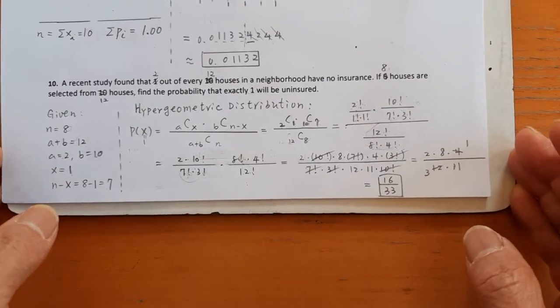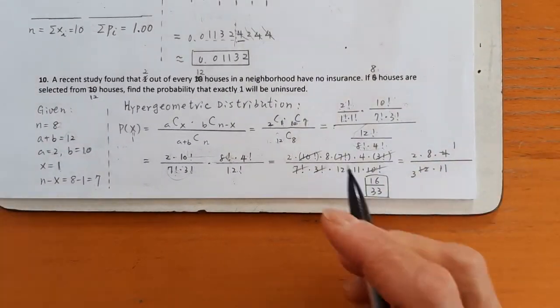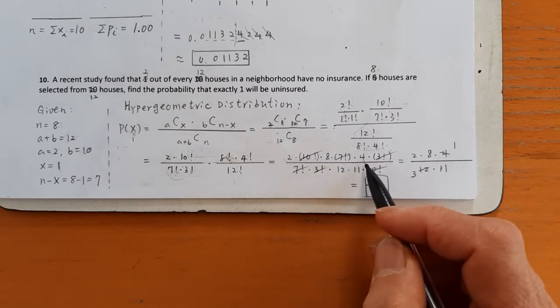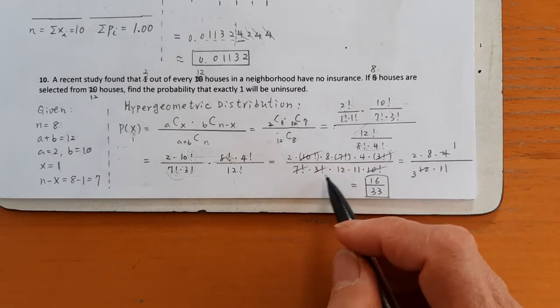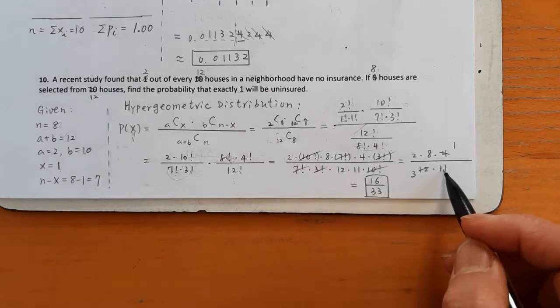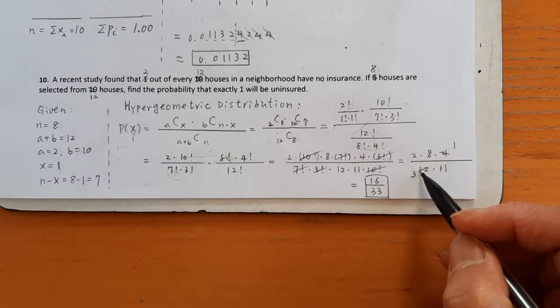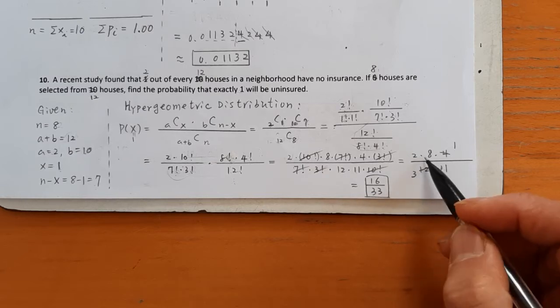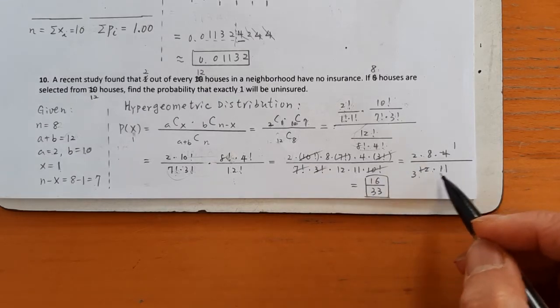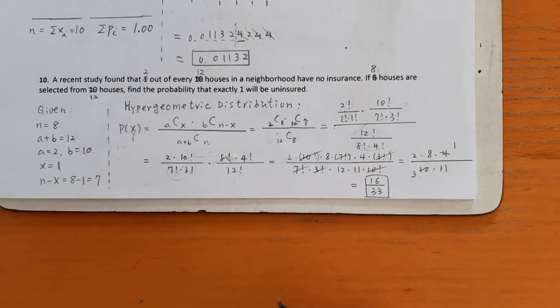So then you remain with 2 times 8 times 4 on the numerator, and the denominator has 12 times 11. Cancel 4 with 12: 12 divided by 4 gets 3. So 2 times 8 is 16, and 3 times 11 is 33.